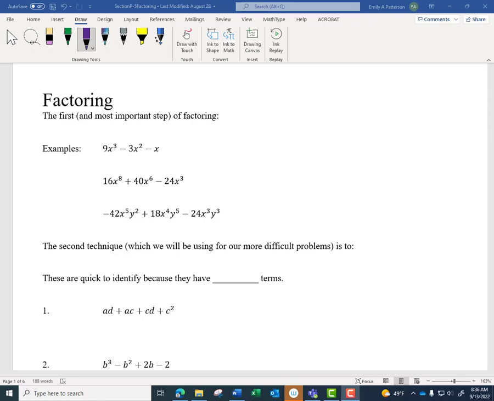In this video, we're going to cover factoring and the different types of methods that you could use. The first method that we're always going to look for every single time is for the greatest common factor. The greatest common factor is what numbers or letters or polynomials are common to every single term.